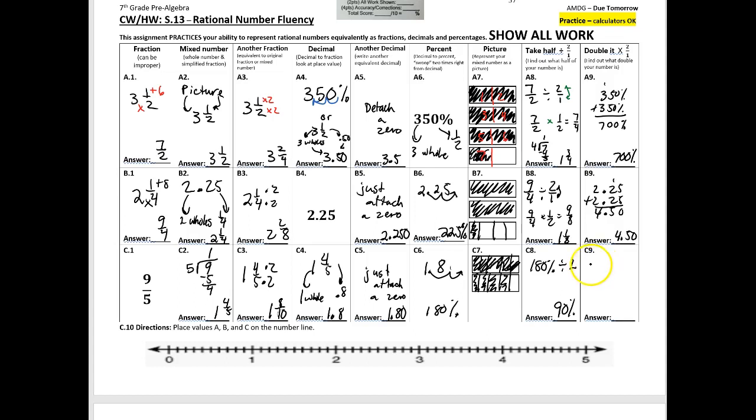Last one is going to take double it. I'm going to double my fraction here. 9 over 5 times 2 over 1 gets me 18 over 5. And then we've got to change that. So how many times does 5 go into 18? Goes in there 3 times with 3 left over. So 3 3/5.